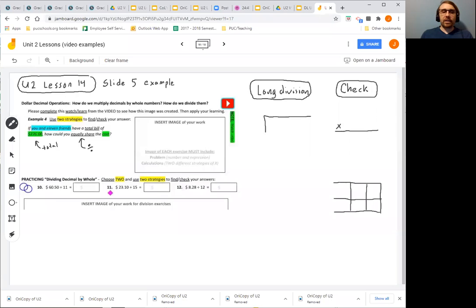Hello, welcome to our last example for lesson 14 about dollar decimal operations. This is very similar to example 2, which is division. The only difference is that we now have more friends and more money. We're spending a total of $276, and we are equally sharing that among 11 friends and ourselves. So altogether, that's 12 people.